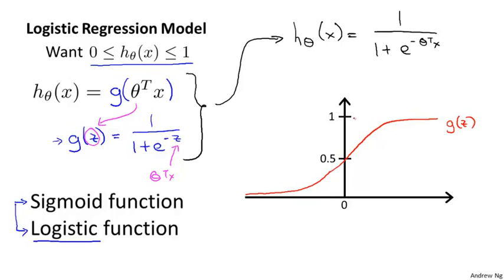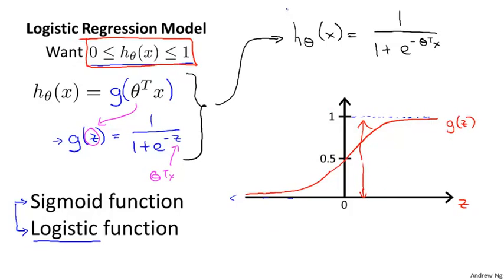You notice that the sigmoid function asymptotes at 1, and it asymptotes at 0, as z, the horizontal axis, goes to minus infinity. As z goes to minus infinity, g of z approaches 0. And as z goes to infinity, g of z approaches 1. And so because g of z outputs values that are between 0 and 1, we also have that h of x must be between 0 and 1.